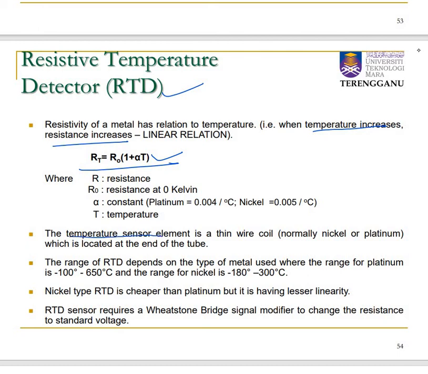The temperature sensor element is a thin wire coil. Inside this RTD, we have a thin wire coil, normally nickel or platinum. If the RTD uses platinum, you can put this constant inside the formula to calculate the resistance of the detector. For platinum, the temperature range is between negative 100 degrees to 650 degrees. Meanwhile, for nickel, it is from negative 180 to 300 degrees Celsius. For your information, nickel type RTD is cheaper compared to platinum because it has lesser linearity.